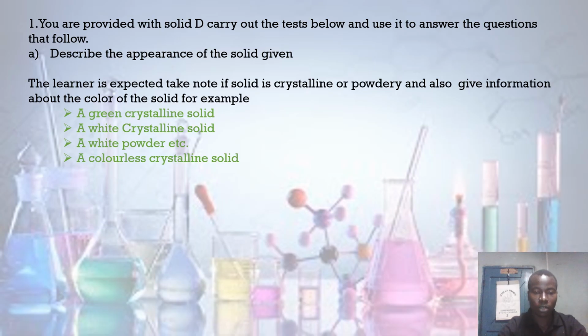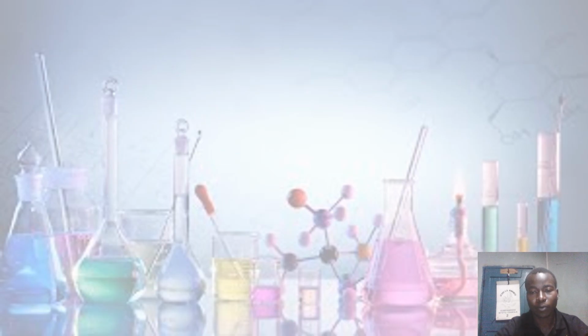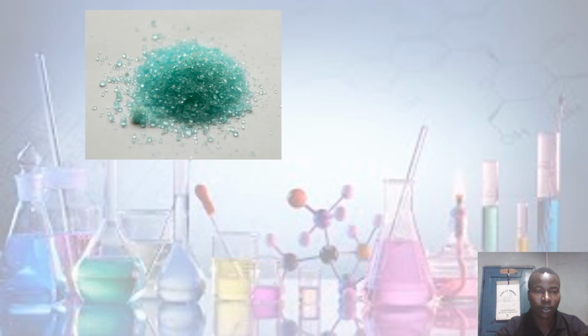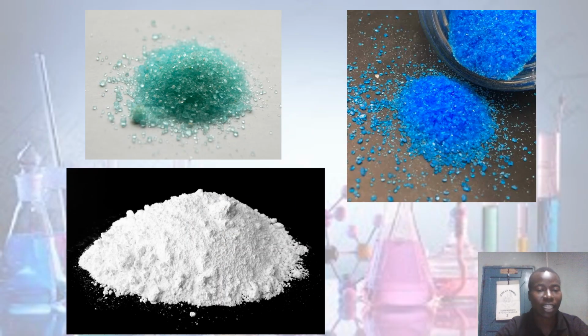Now, I was able to download a few images from the internet that can help us understand whether a given solid is a crystal or a powder. For instance, you have that first solid. When you look at it, you need to determine, is it a powder or is it a crystal? You also have that second one, and that third one. We need to see whether they are crystals or a powder, and what their color is.